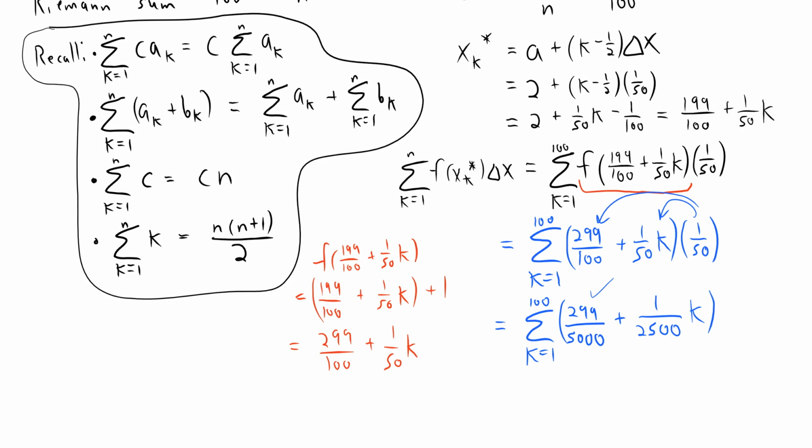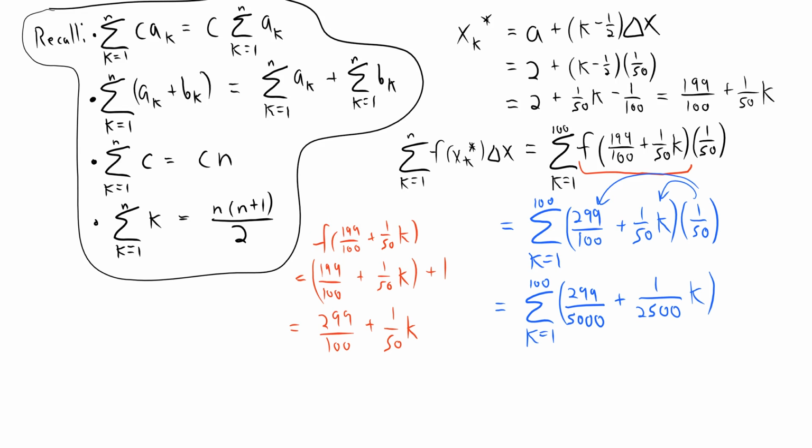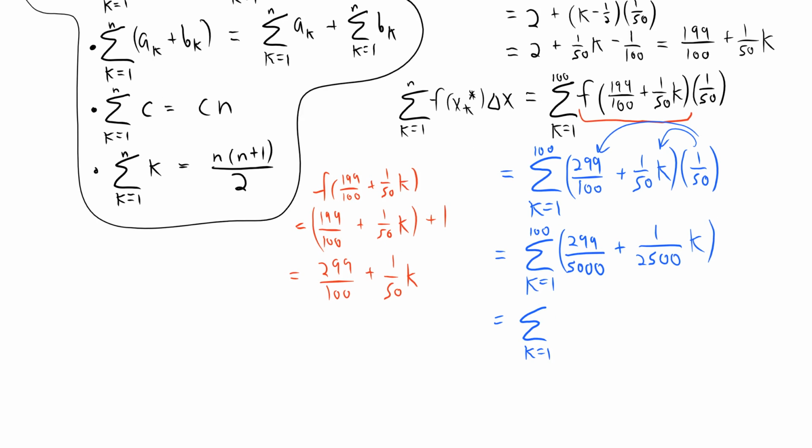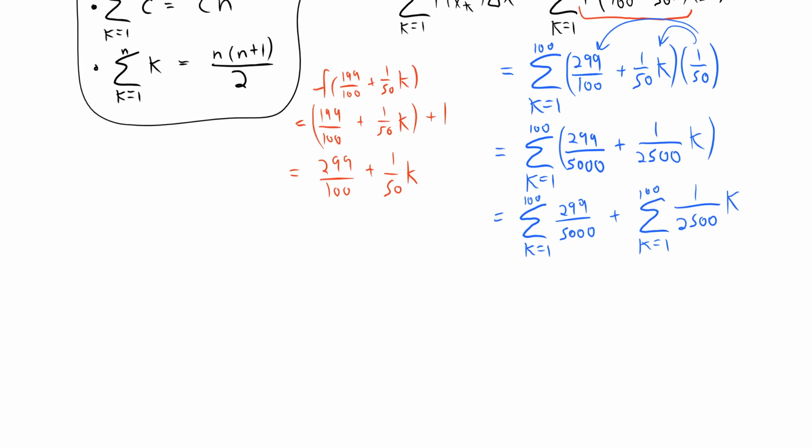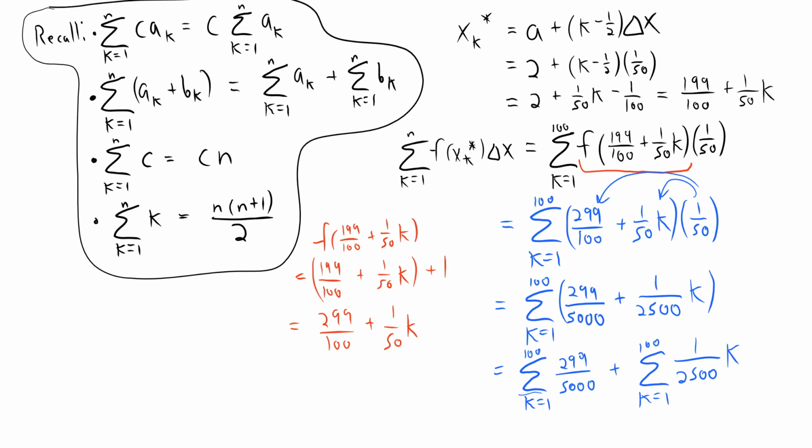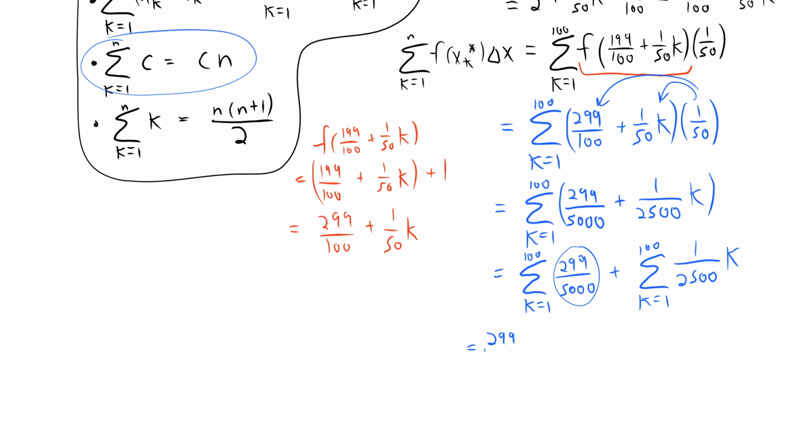We learned that the sum of one thing plus a different thing inside the same sigma can be thought of as the sum from k equals 1 to 100 of 299 over 5,000, plus the sum from k equals 1 to 100 of 1 over 2500 k. Within each of those individual sigmas, in the first case, as the counter k changes, you'll notice that 299 over 5,000 never changes. So this is constant with respect to k. The sum of a constant is 299 over 5,000 times the number of steps in the sum. Counting 1 up to 100, that's 100 total steps. So we get 299 over 5,000 times 100.